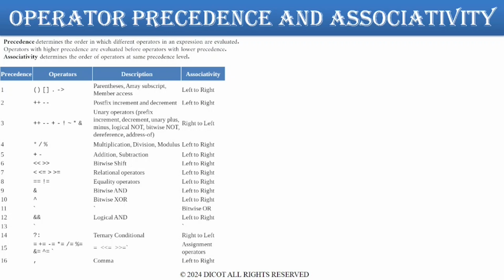When we say right to left, operators are evaluated from right to left. As you can see, in the table on the left side, parentheses, array subscript, and member access operators have the highest precedence, and the comma operator has the least precedence. Now let's consider a few simple C programming examples to understand this operator precedence and associativity.